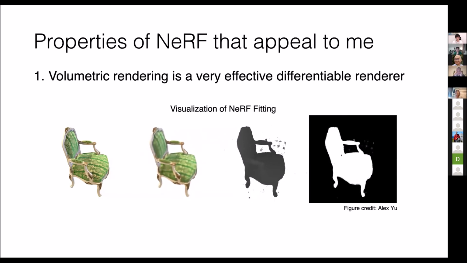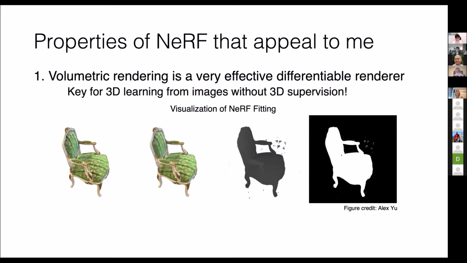But this fast convergence is a very nice thing when you want to learn from images. Compared to other differentiable renderers that I've worked with, like meshes, for example, it has a much wider basin of attraction, and I think this is really nice. This is also key for 3D learning from images without 3D supervision, which I've been looking at a lot, and this is the theme of this workshop. Okay, so number one is this.